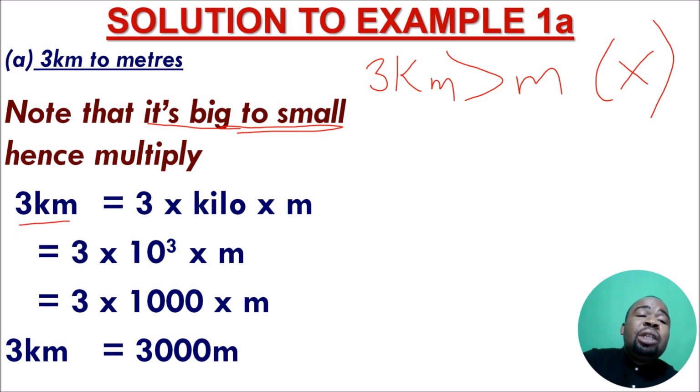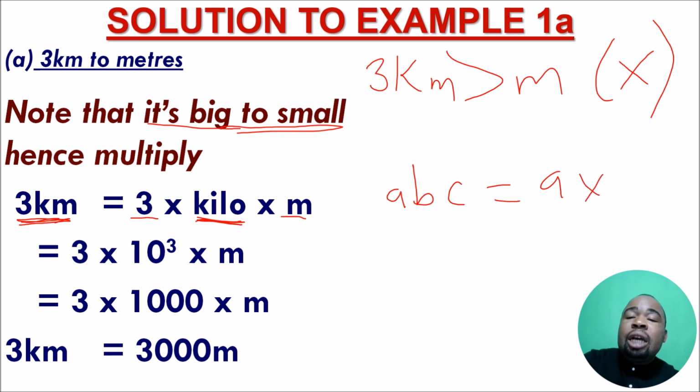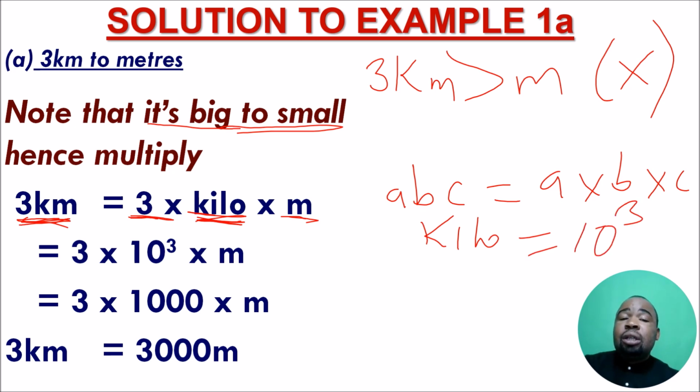So 3 kilometers is the same as, we are breaking 3 kilometers so that we come up with the prefix here. It's like 3 times kilo times a meter. Just like A, B, C is the same as A times B times C. So we're just breaking it down. Then we go to the conversion table and you see that a kilo is equivalent to 10 to the power 3. So where there is a kilo, we're going to put 10 to the power 3.